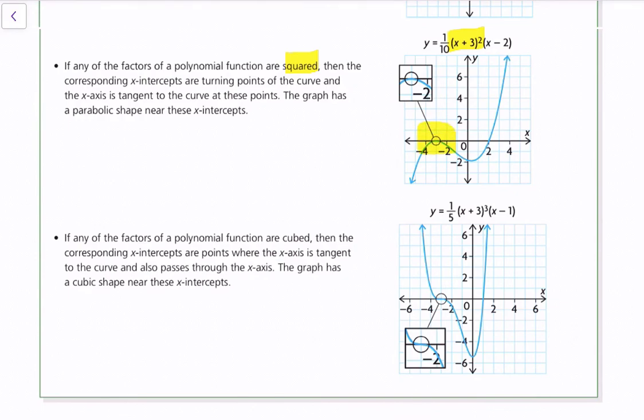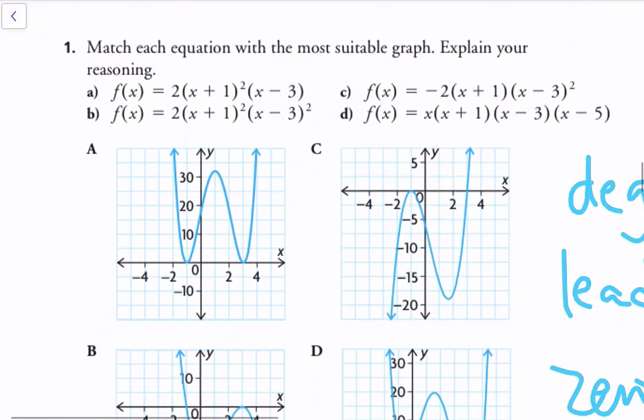And lastly, if any of the factors of a polynomial function are cubed, then the corresponding x-intercepts are points where the x-axis is tangent to the curve and also passes through the x-axis. The graph has a cubic shape near these x-intercepts. So again, if we look at this piece right here, it has a cubic shape. In particular, this area right here has a cubic shape, and this corresponds to the first term right here, (x plus 3) cubed. Okay, so now we have some examples.